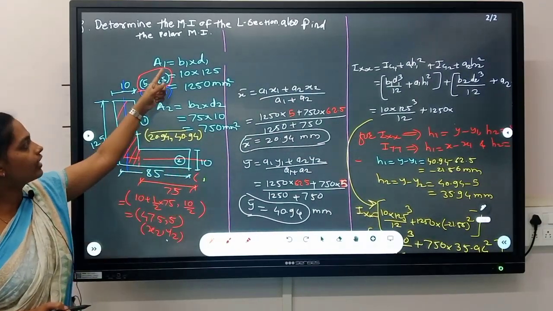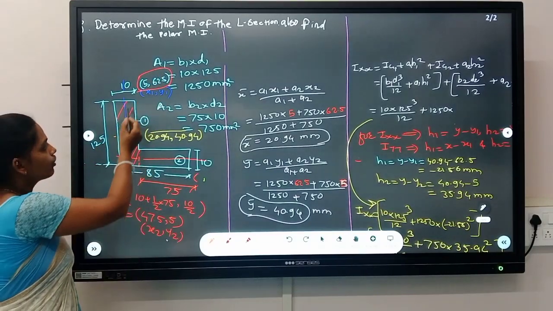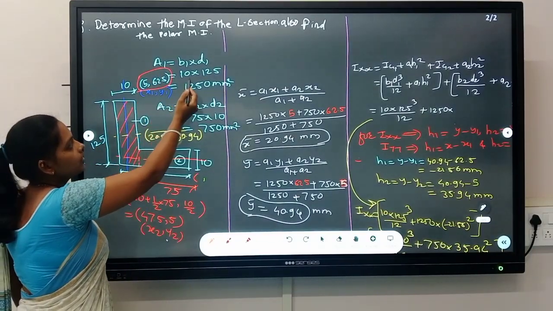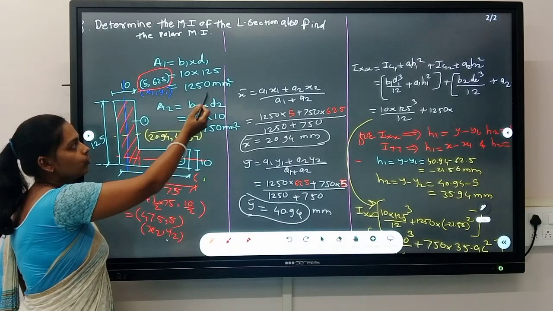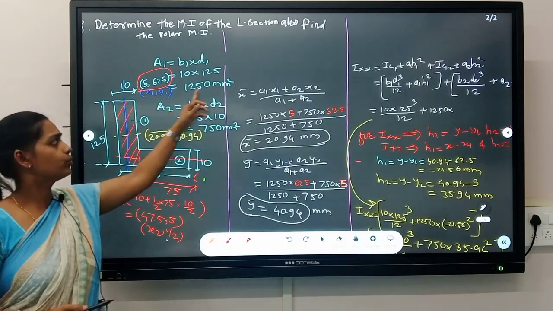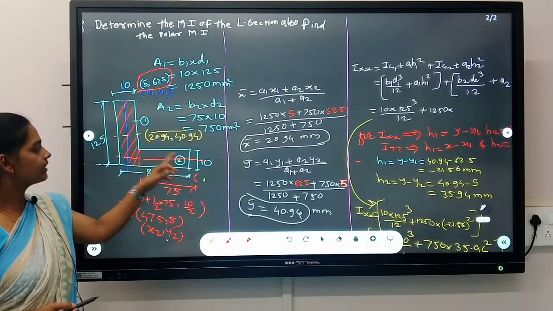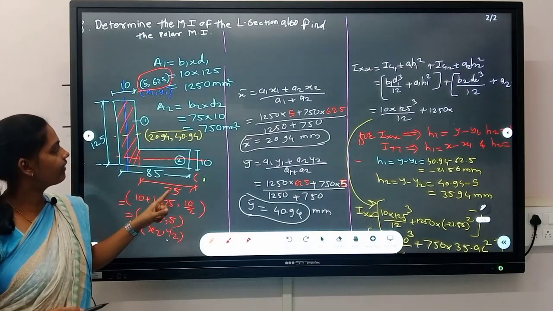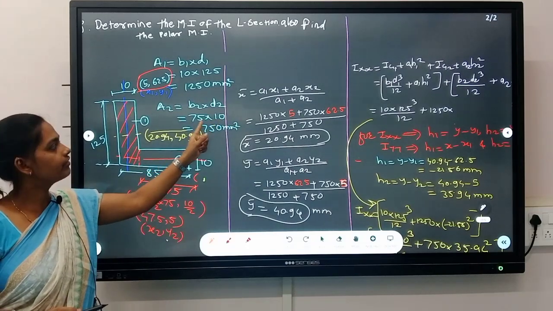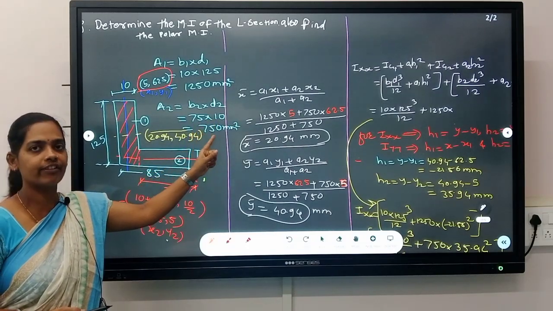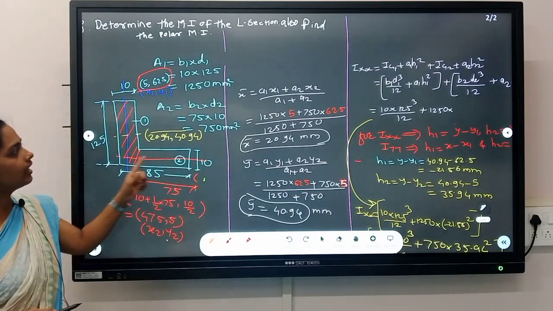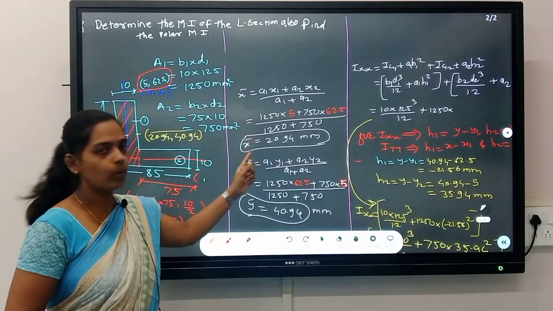First of all, we'll calculate concerned areas. Area for this first rectangle will become 10 into 125, it is 1250 mm square. Area for second rectangle will become 75 into 10, so it becomes 750 mm square. Then we'll calculate x bar and y bar.